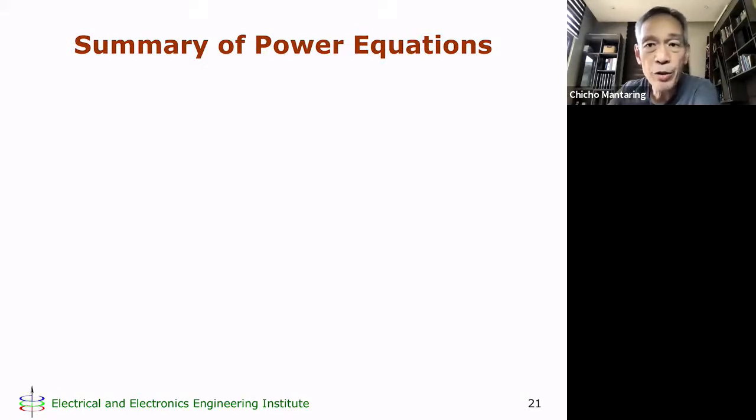It's good if you understood all the derivations that we did earlier, because it gives you a better sense of what these equations are all about. But at the end of the day, these are really what you have to remember. This is the summary of your power equations. And what are these?